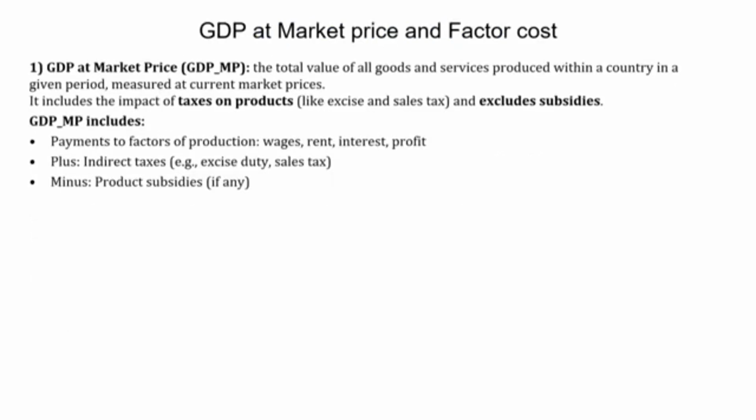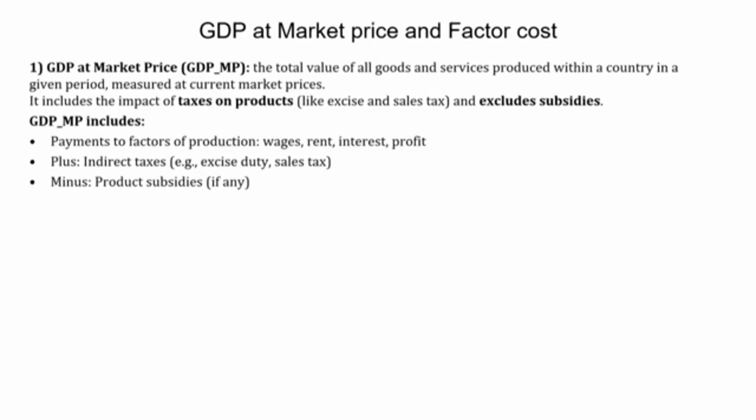Let us now move to another concept, called GDP at market price and GDP at factor cost. Let's begin with the first one. What is meant by GDP at market price? Before that, let me tell you that what we normally report in general is GDP at market price. It means the total value of all goods and services produced within a country in a given period, measured at current market price.